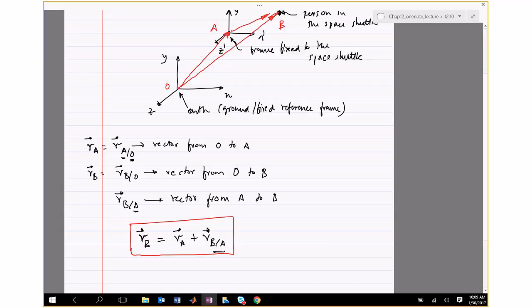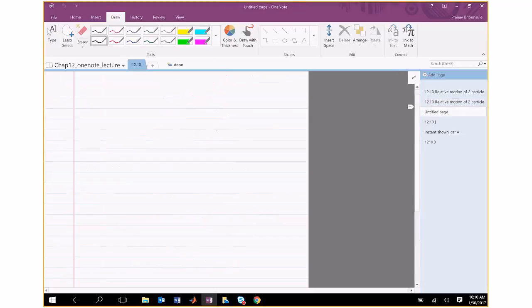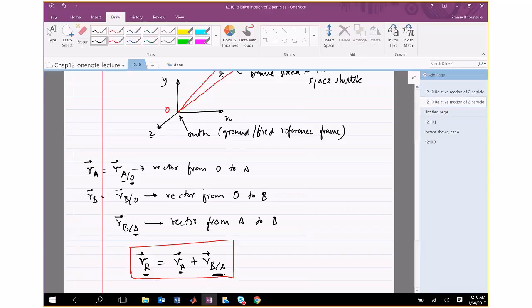So what this is also saying is that if you keep track of the motion of the point B with respect to A, or the person in the space shuttle with respect to the space shuttle, and you keep track of the motion of the space shuttle with respect to the Earth, then you can find the motion of the point B or the person on the space shuttle with respect to Earth by summing the two things up. It's a more convenient way of keeping track of motions when frames of motion are changing. So what we can do then is we can differentiate that expression. We can take the derivative with respect to time.